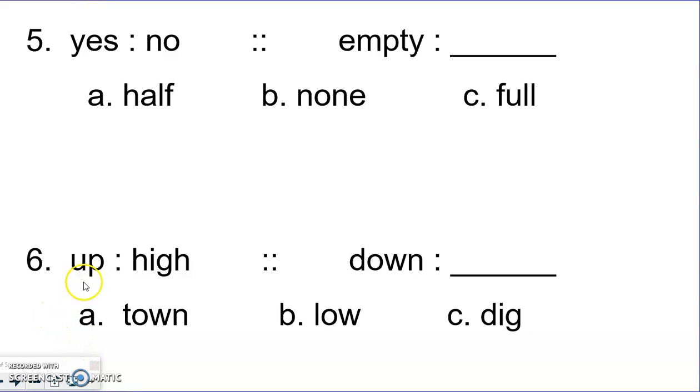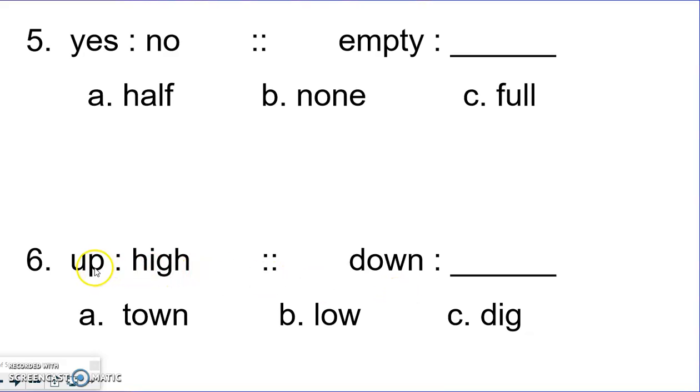Let's try 1 more. Up is to high. All right, let's decide if it's same or opposite. And if it helps you, you can even point. Point up. Point to where something high would be. All right, so up is to high. Those two words are same. They are synonyms. So if at the beginning of our analogy we have words that mean the same thing that are synonyms, then at the end of our analogy we need to have words that mean the same thing that are synonyms.